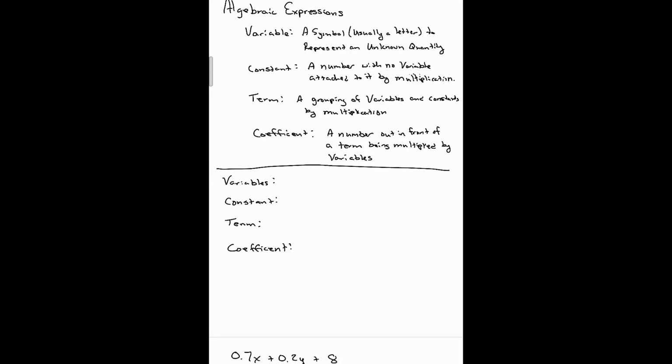So today we're going to talk about algebraic expressions. There's a bunch of little pieces within an expression that we do need to talk about. So first things first, what are variables, constants, terms, and coefficients?